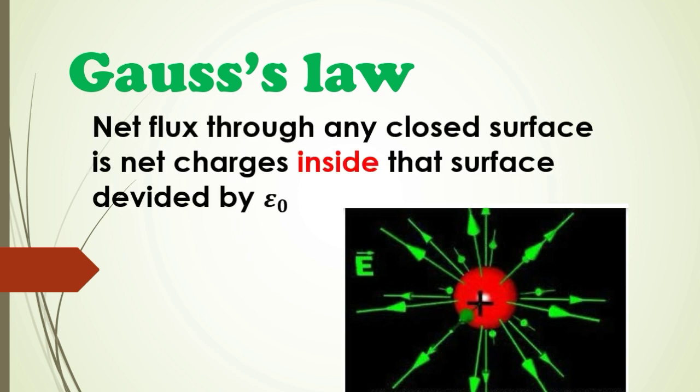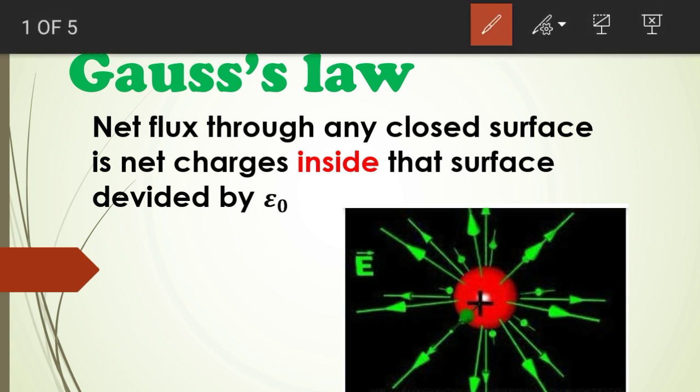So Gauss law states that net flux through any closed surface is net charges inside that surface divided by epsilon 0. Suppose there is a charge q. Whenever you have a charge q, it radiates lines of force. Whenever lines of force hit a surface perpendicularly, we call that electric flux.